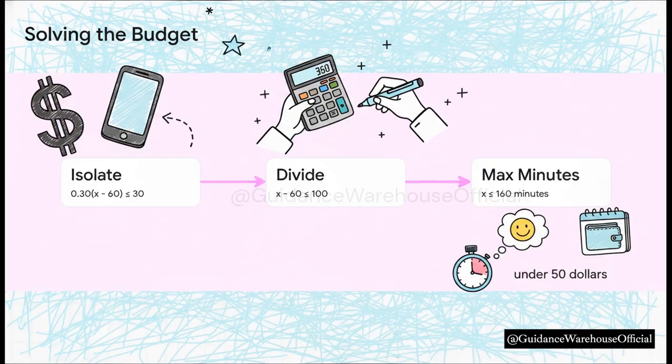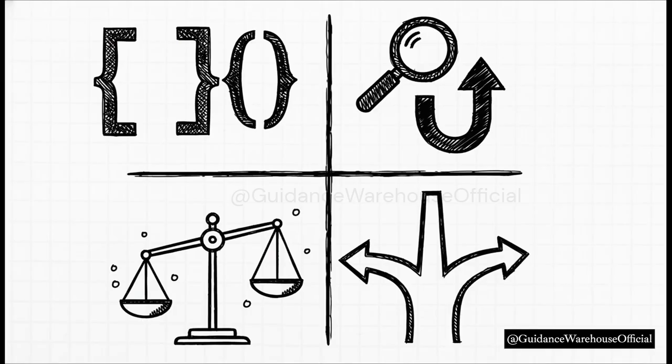And there is our answer. 160 total minutes is the absolute maximum you can talk to keep that bill securely under $50. Before we finish up, let's do a lightning-fast summary of the 4 key principles we've mastered today. Number 1, parentheses mean not included or infinity, while brackets mean included. Number 2, the golden rule. Always, always flip the inequality sign when multiplying or dividing by a negative number.